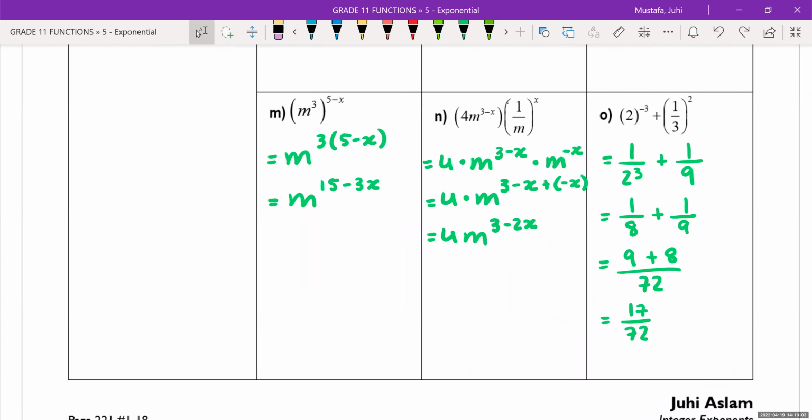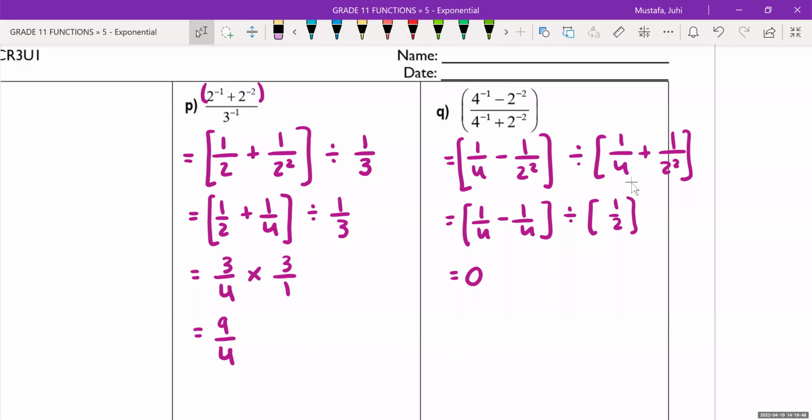For question O, did you guys get 17 over 72? Awesome. 4 more questions to go. So for question P and Q, again, there's no letters. There's nothing really tricky about this, but take a look at question P. Am I allowed to use the power laws for 2 to the power of negative 1 and 2 to the power of negative 2? I cannot. And the reason why is because there's no multiplication sign, right? So what do I have to do? I just have to solve it the old-fashioned long way. There's no trick to this.